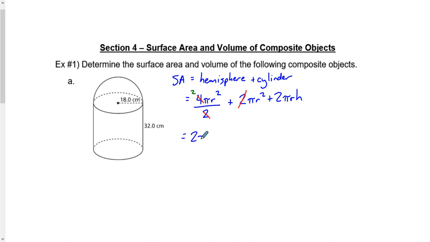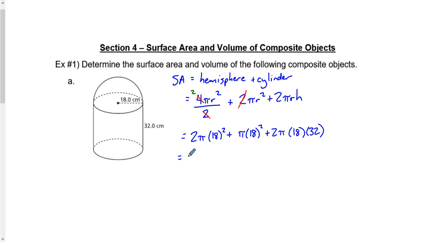So we'd have the 2 pi, our radius is 18. Plug that in for all of those r's. And our height of the cylinder is the 32. So if we have all of those individual parts, 2 pi multiplied by 18 squared.